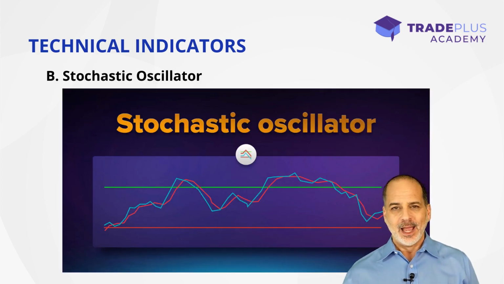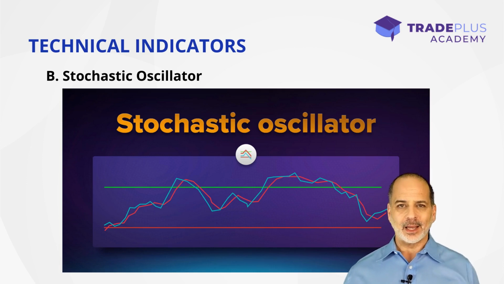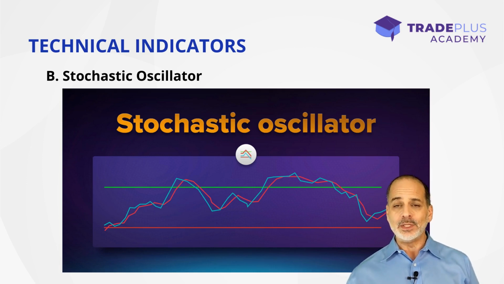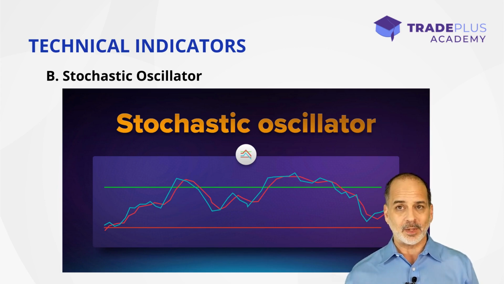Stochastic Oscillator. Now, a stochastic oscillator is a momentum indicator you can use to compare a specific closing price of an asset or a security to a range of its prices over a certain period of time. And you can reduce the sensitivity of the oscillator to the market movements by taking a moving average of the result or by adjusting that time period.